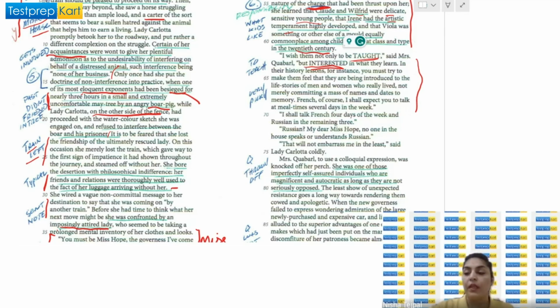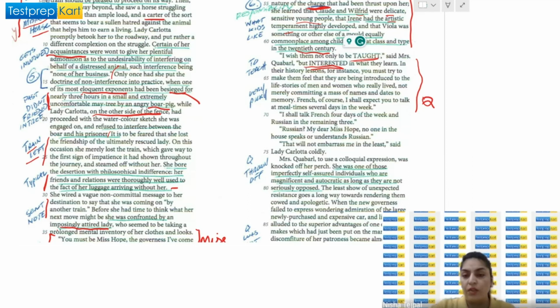So she's also saying, besides history, she should also teach French. When should she speak French? At meal times, means the times when they sit for their lunches and dinners. So this is said by Miss Quabal. "I shall talk French 4 days of the week and Russian in the remaining 3." So this is said by Lady Carlotta, that she will be speaking French for 4 days in a week and the other language, Russian, in the remaining 3 days.